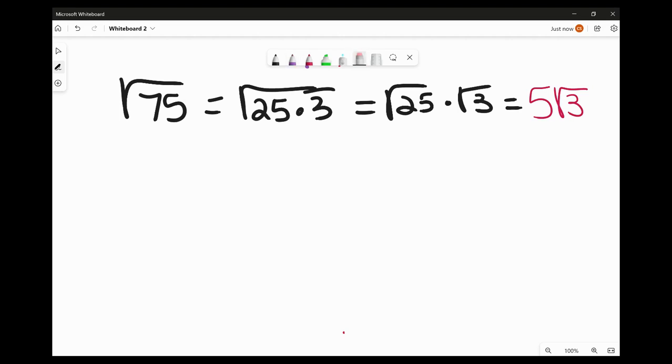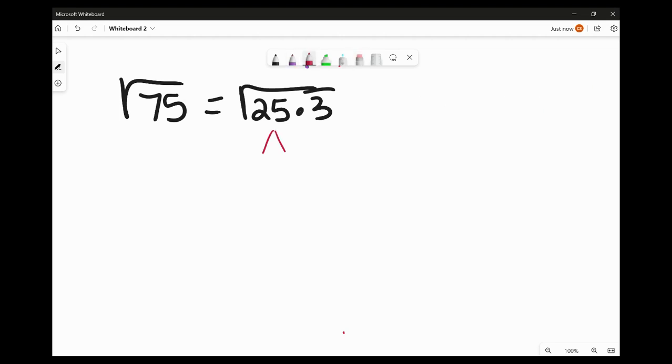So I could break this down. Let's get rid of this for a minute. I could break 25 down further into 5 times 5. So now it looks like this: the square root of 5 times 5 times 3.